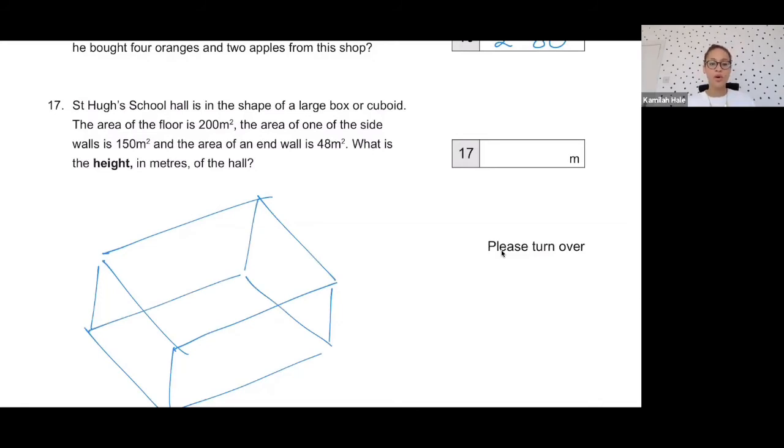So the floor is 200 meters squared. One of the side walls is 150 meters squared. And one of the end walls is 48 meters squared. And we need the height, which is this, or one of the others, depending on which one you look at.